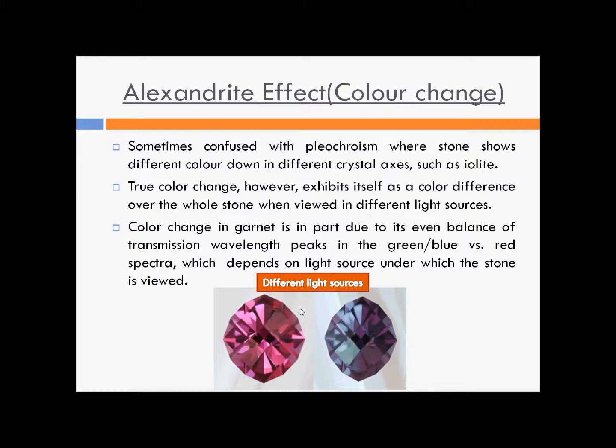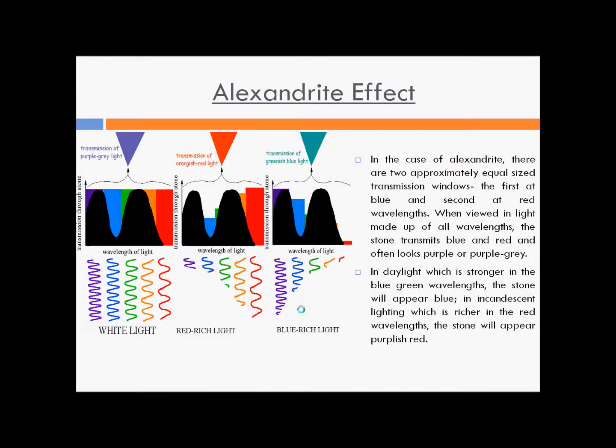It's important to remember that the fluorescent light is bluish, which is rich in the blue wavelengths, and the candle light is rich in the red and orange wavelengths. Alexandrite is the best known example of a gemstone that changes color depending upon the light it is viewed under. In the case of Alexandrite, there are two approximately equal-sized transmission windows, the first at the blue and the second at the red wavelength. When viewed in a light made of all wavelengths, the stone transmits blue and red and often looks purple or purple-gray.